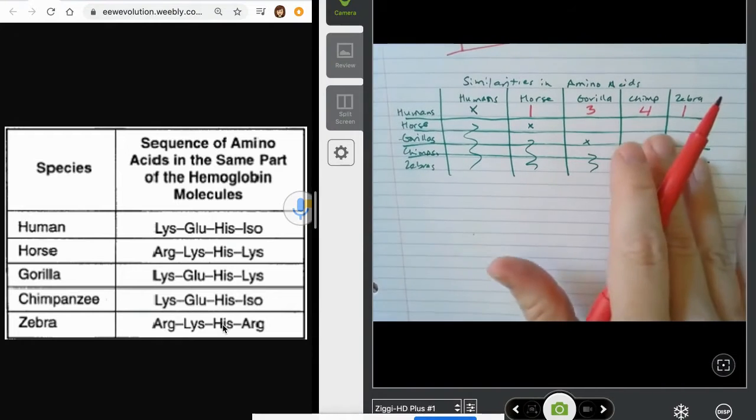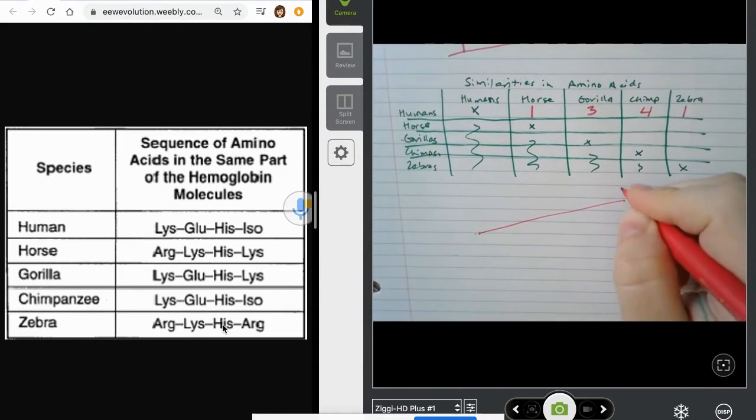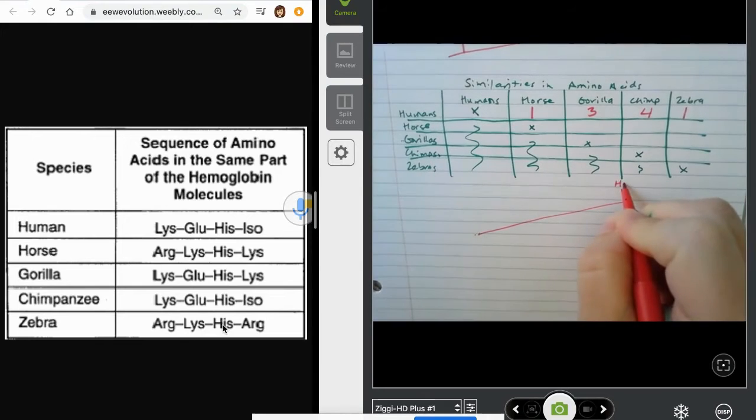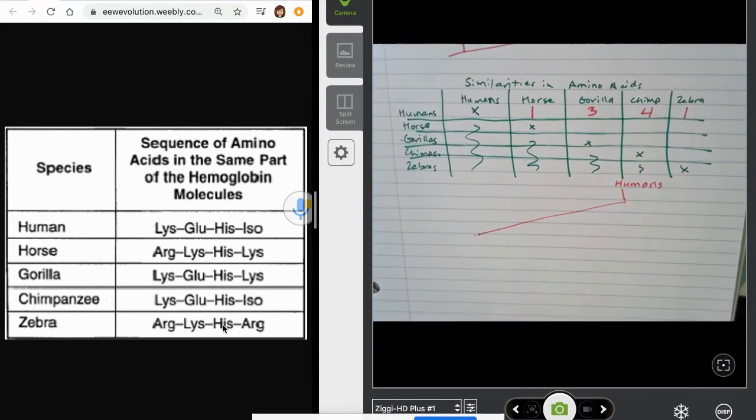Okay, so it looks like I can make parts of my cladogram right now and save some time by not filling out the boxes that I do not need. So I'm going to make a diagonal line. I'm going to put at the top what I know to be the top of this cladogram, which is the most advanced species on the planet, humans. If I didn't know that, I'd have to use some other data to figure that out, but humans always go at the top. All right, what is the most related to humans?